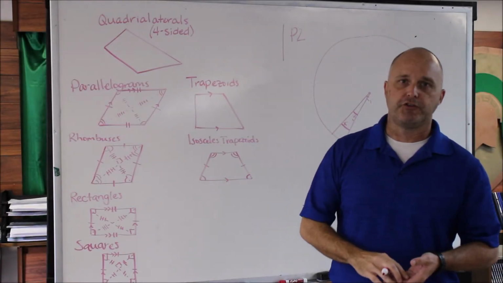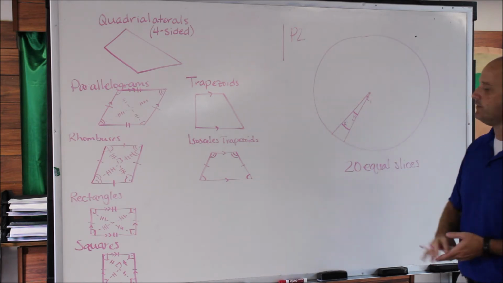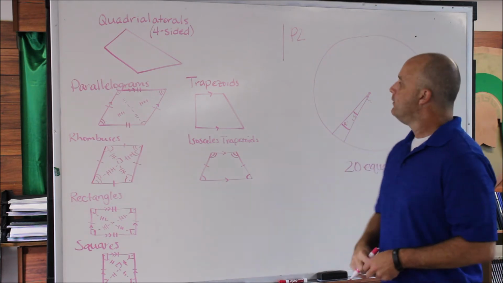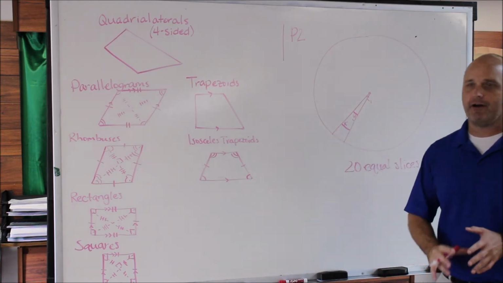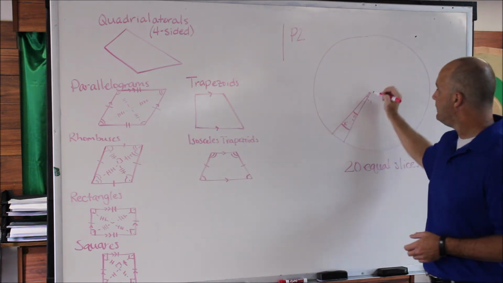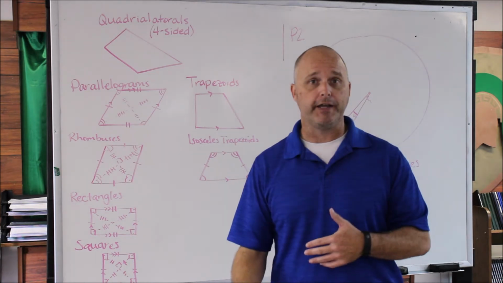For problem number 2, we've been told that this fan has been broken into 20 separate equal slices, and we're asked to find the values of both X and Y. So what we want to do with this is figure out how many degrees is that angle where these two lines come together at the center. So to do that, we've got to figure out how many degrees there are in a circle.